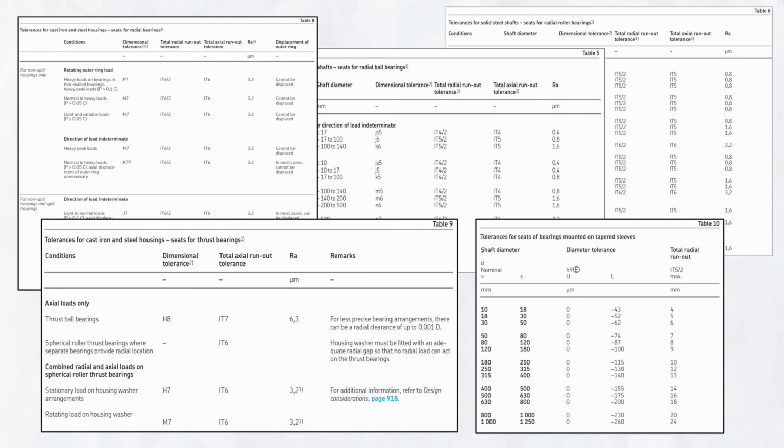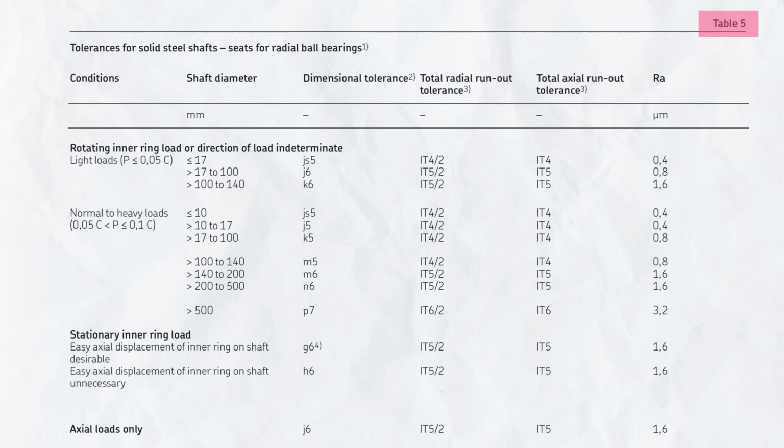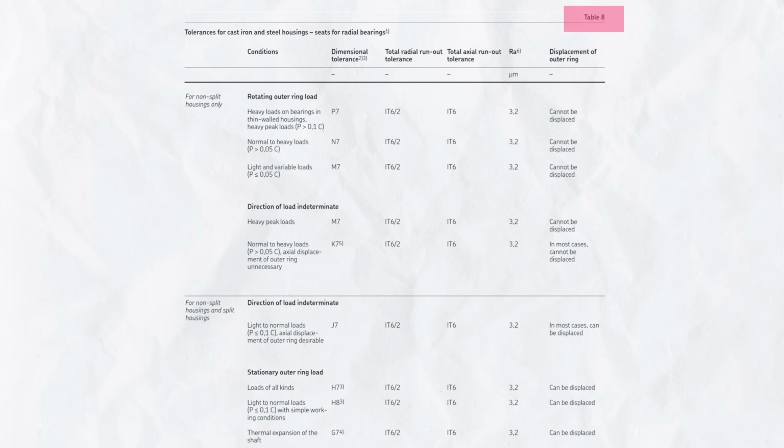You can download it from the video description and save it on your PC or take a printout, because you are going to use this table several times. Table number 5 is for shaft seat, for radial bearings and solid steel shaft seat. And table number 8 is for housing seat, for radial ball bearing and steel housing seat.